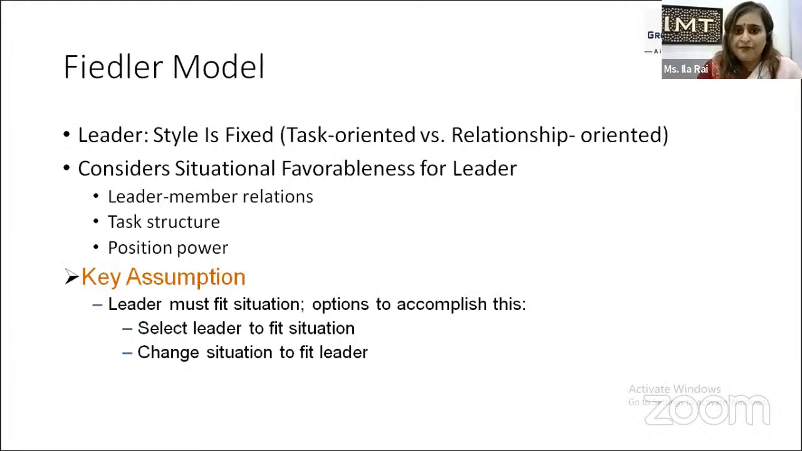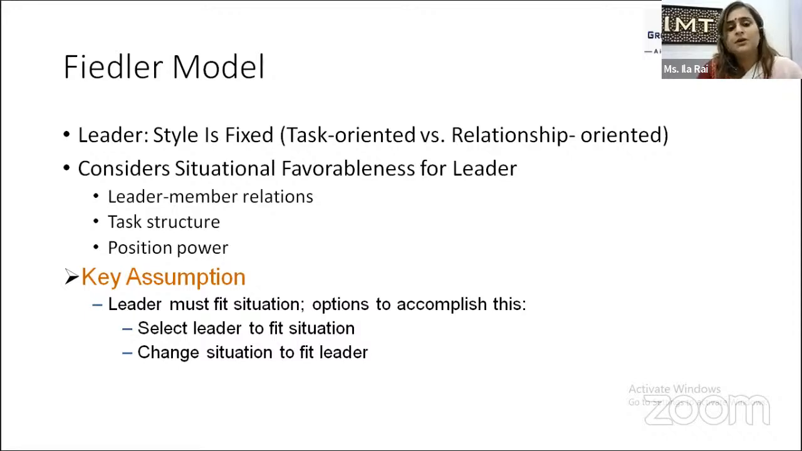The Fiedler model was given by F. Fiedler, and F. Fiedler said that a leader's style is fixed. In a given continuum, it can be on two extremes. First, it could be task-oriented. That means a leader is only concerned about achieving the goals. He has no regard or concern about the emotions or relations with their subordinates. Or on the opposite end of this continuum could be relationship-oriented. That leader is only concerned with building relations and not concerned with achieving goals. So these are the two opposite ends of the continuum on which a leadership style is based.